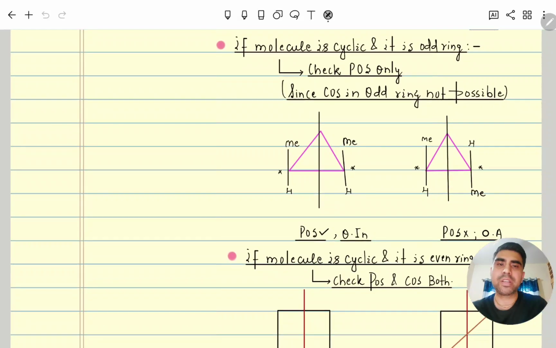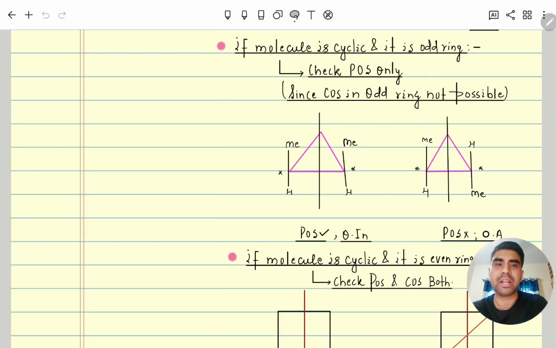Next, third case, if the molecule is cyclic and the ring is odd. So we know that in an odd ring, COS does not exist. So we will only check POS. If POS is there, then it is optically inactive. If it is not there, then active. Like here, a plane of symmetry is there, so it is optically inactive. Here a plane of symmetry is not there, because here methyl is there and here hydrogen is there. So this is optically active.